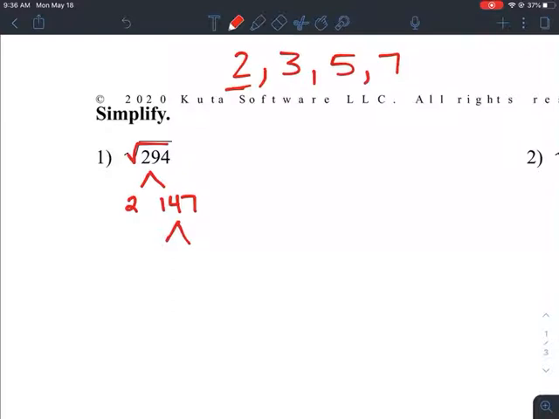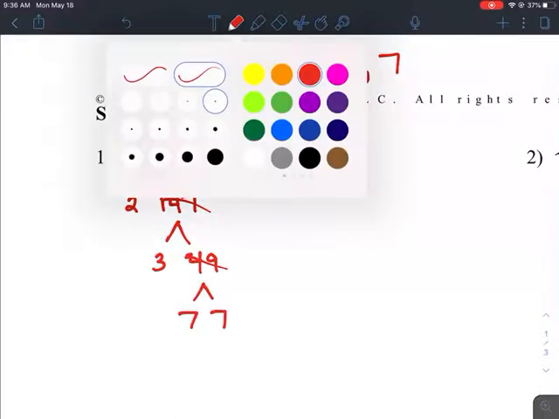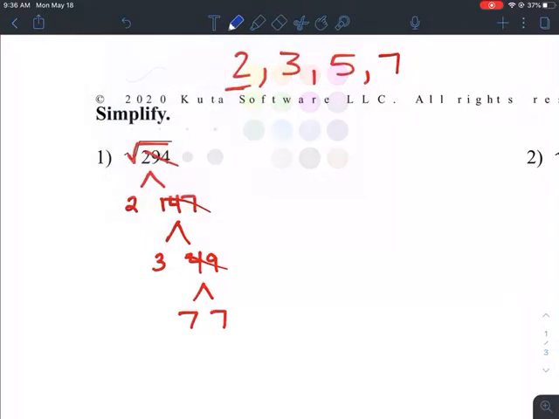So I can't divide by 2 anymore, but I could divide by 3. If I divide by 3, I get 49. And then I can't divide by 3 anymore. I can't divide by 5, but I can divide by 7. So once you divide a number, it's essentially gone. Basically now I have 2, 3, 7, and 7, which if you multiplied those together, you would get 294. We just kind of broke it apart.